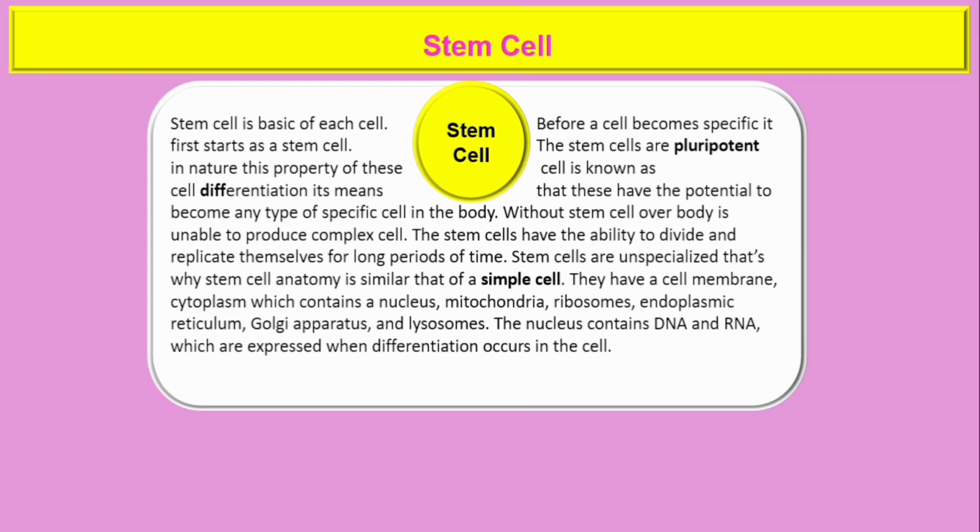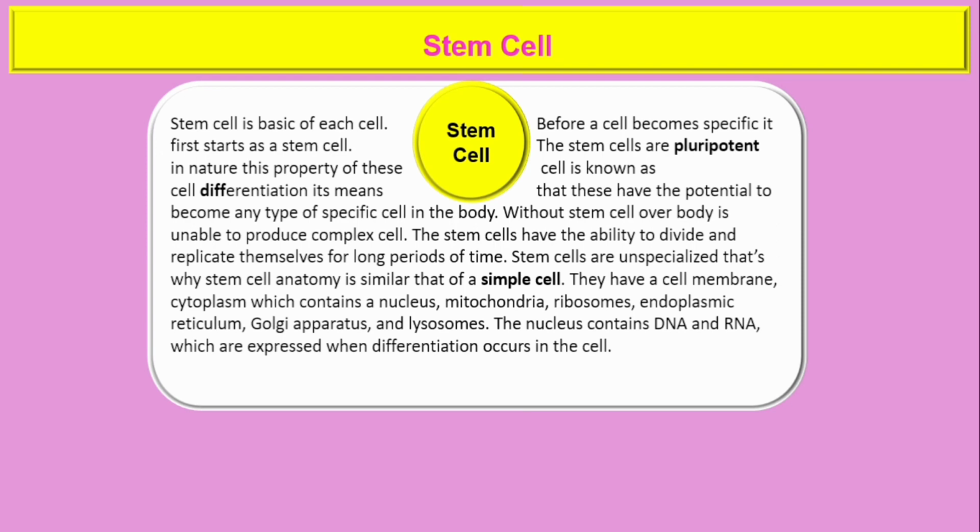Stem cells are unspecialized. That's why the anatomy of these cells is similar to a simple cell. These cells have a cell membrane, cytoplasm, and contain nucleus, mitochondria, ribosomes, endoplasmic reticulum, Golgi apparatus, and lysosome. The nucleus of these cells contains DNA and RNA, which are expressed when differentiation occurs in the cell.